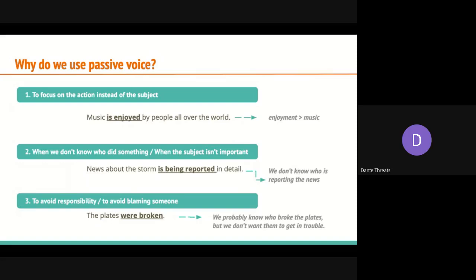Okay? At any rate, these are the 3 reasons why we use the passive voice. 1, to focus on the action instead of the subject. And 2, when we don't know who did something, when the subject isn't important. And 3, to avoid responsibility and to avoid blaming someone. Right? Okay. Can you tell me what are the reasons that we use the passive voice?